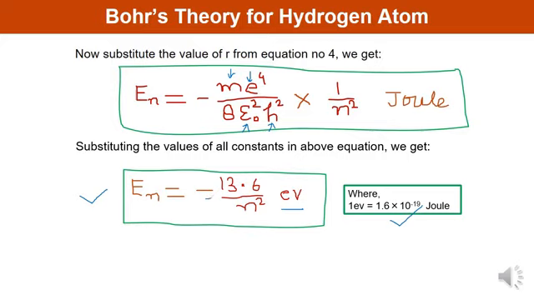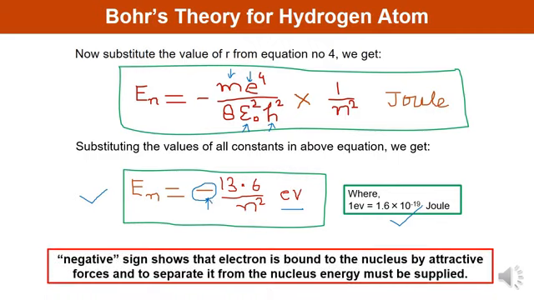Here you can see that there is a negative sign. What is its significance? This negative sign shows that the electron is bound to the nucleus by attracting forces, and to separate it from the nucleus, energy must be supplied. It means extra energy needs to be given, and only then will there be a change in the orbit. By putting different values of n, 1, 2, 3, 4, you can calculate the values of En.